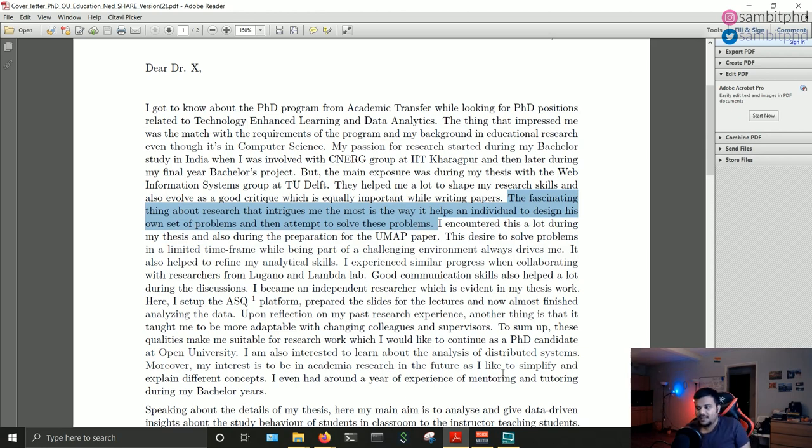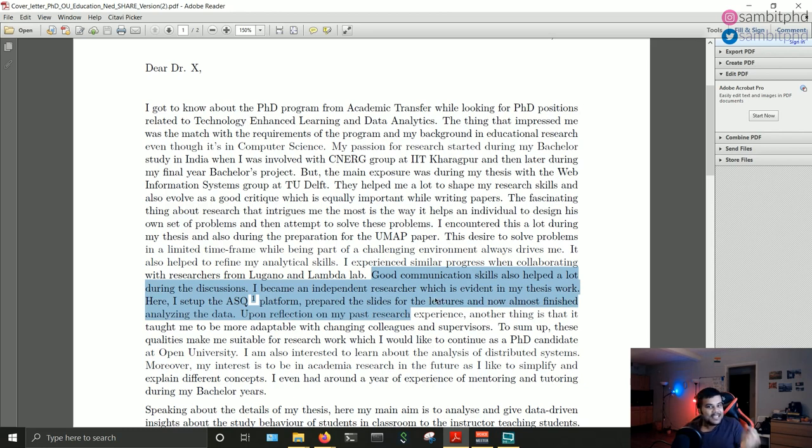This can be something else for you. I also gave an example, if you can see here, about my publications during my work, the publications that I made during my master's. If you don't have publications, don't bother. No need to mention something which you don't have. Like, good communication skills also helped me a lot during discussions. I became an independent researcher, which is evident from my thesis work.